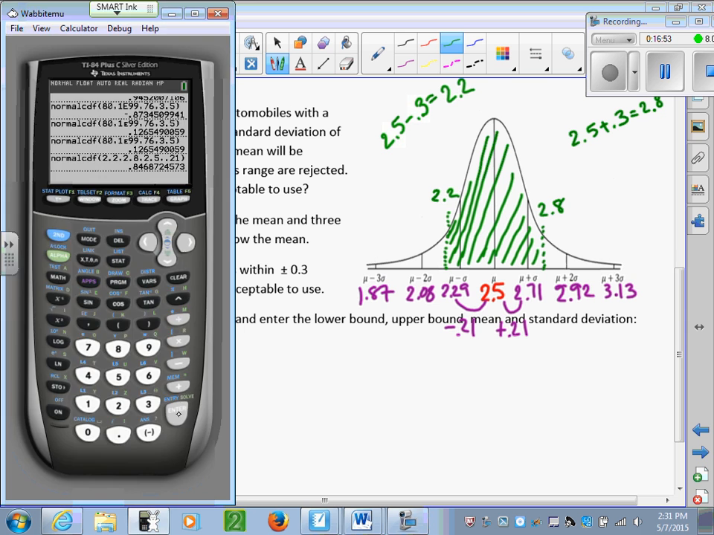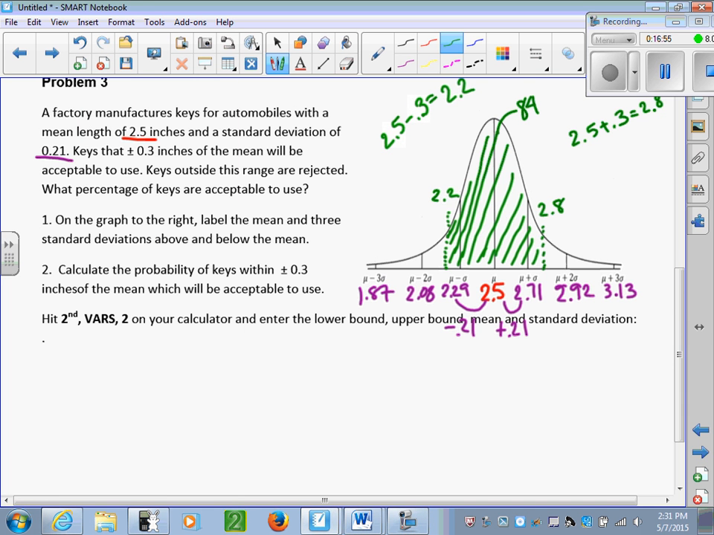So 84.69% of keys are acceptable to use. Okay, so that's not an awful lot of keys. Almost 16% of keys are not acceptable and they get rejected. About 84% are acceptable and they are accepted values. So 84.69% are acceptable, and it's represented by that shaded region there.